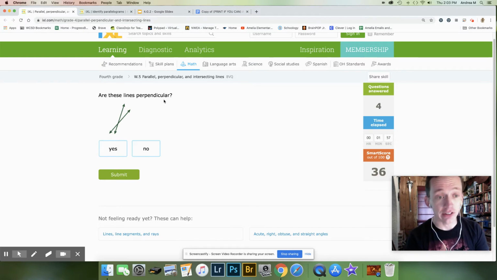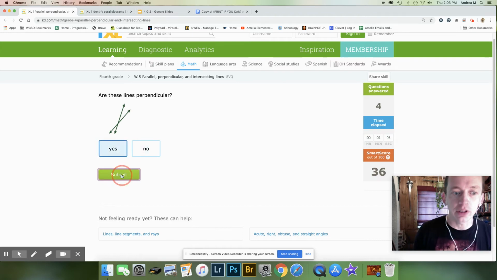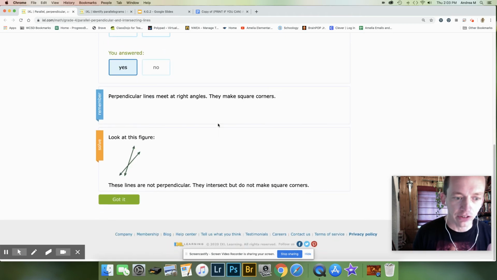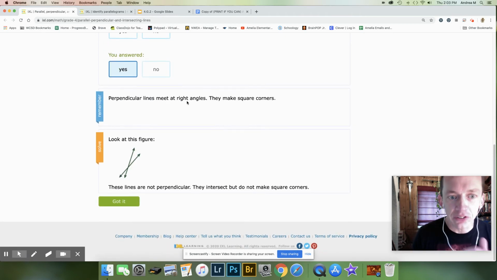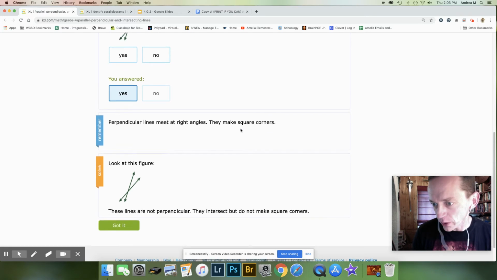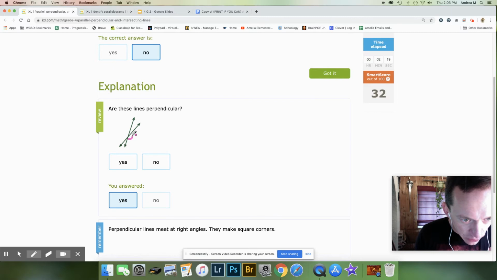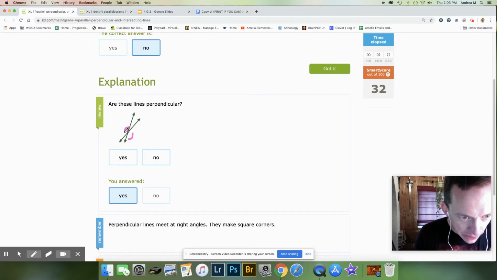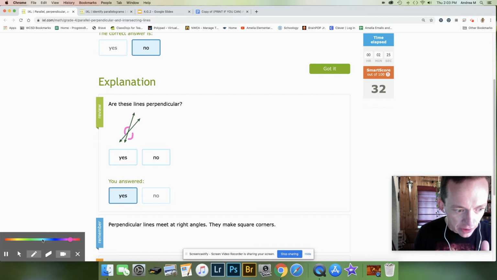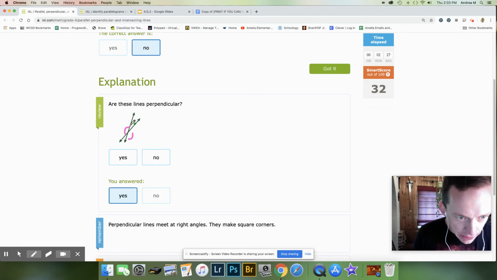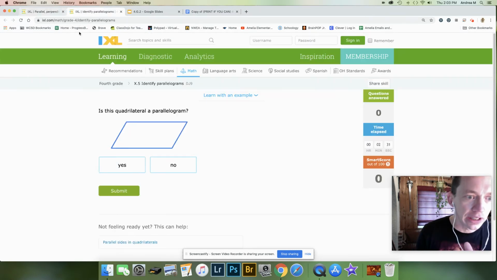They are intersecting, but they are not perpendicular because they are not meeting in a specific way. All right. I'm going to say yes just because I want to show the IXL explanation for this. All right. So they say perpendicular lines meet at right angles. They make square corners. If you take a look at these angles that are being created here, this angle right here and that angle right there, those are obtuse. Okay, those are wide open angles, and then this green angle here matches this green angle as well. Those are acute, right? These are not perpendicular lines at all.